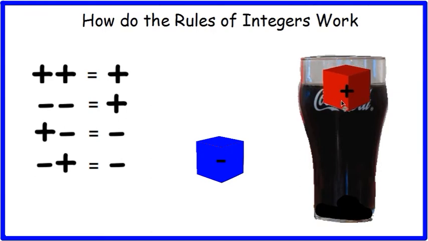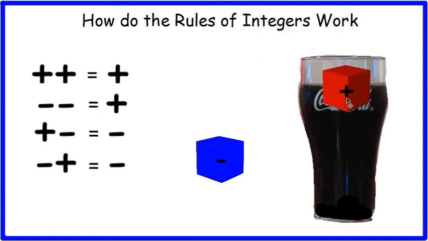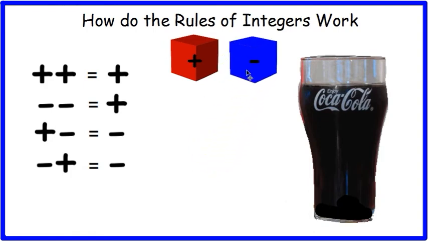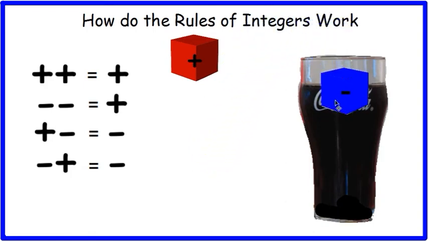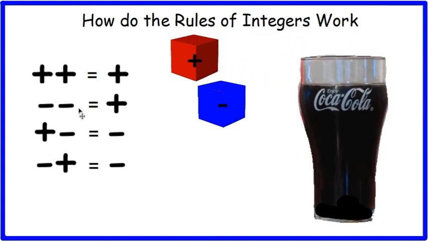Now, what I'm doing here is I am subtracting, or I am taking away a positive. If I take away a positive, the temperature of the Coke will fall, will go down. Here I am adding a negative, and adding a negative, the temperature of the Coke will go down. And finally, if I subtract a negative, temperature will go up. So that's how this idea works. But let's put it into practice.